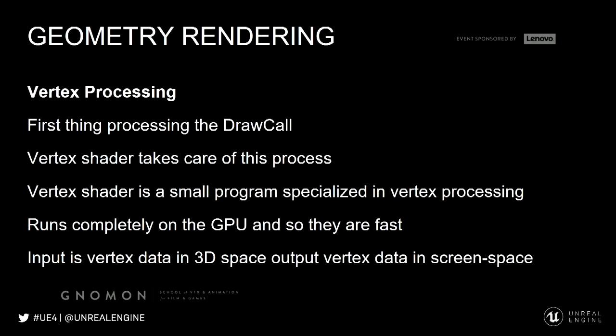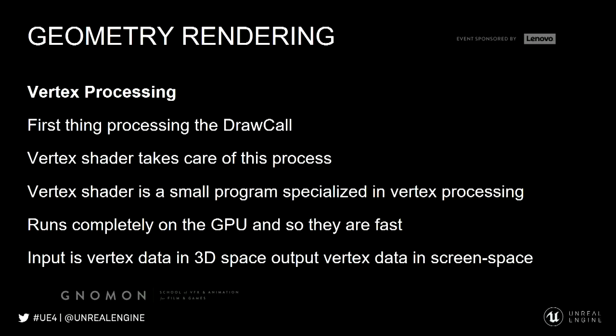Okay, so we already discussed the draw calls. Now we need to go a little bit deeper and see what happens inside each draw call. So the first thing the GPU processes within a draw call is the vertices. The vertex shader usually takes care of this process, which is basically a simple program specialized only in vertex processing. So it runs completely in the GPU. It does not do anything except processing vertices.